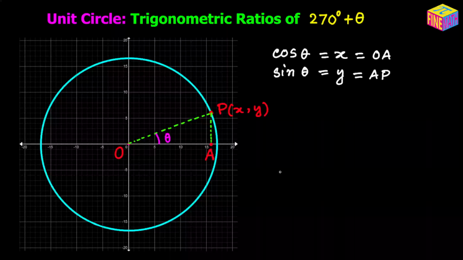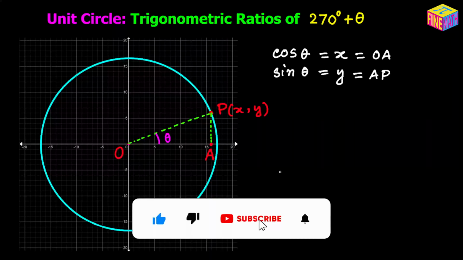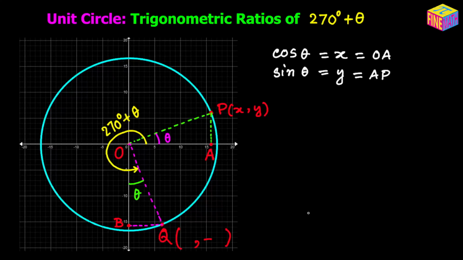So let me now plot a point Q on the unit circle where OQ would create an angle 270 degree plus theta with the positive x-axis. So here I have plotted the point Q on this unit circle and I have left the coordinates of the Q as blanks. However, Q being on the fourth quadrant, obviously its x coordinate will be some positive value and y coordinate would be some negative value. That's why I have left an empty parenthesis with a comma after the x coordinate as blank here, and then with a negative sign for the y coordinate. And Q is located such that OQ creates an angle of 270 degree plus theta with the positive x-axis.